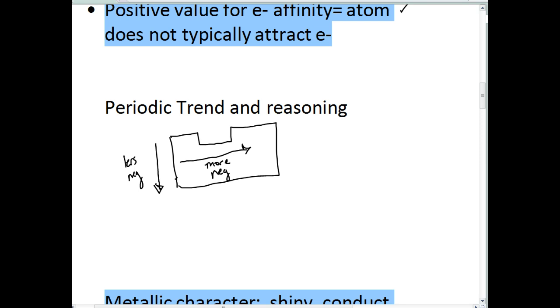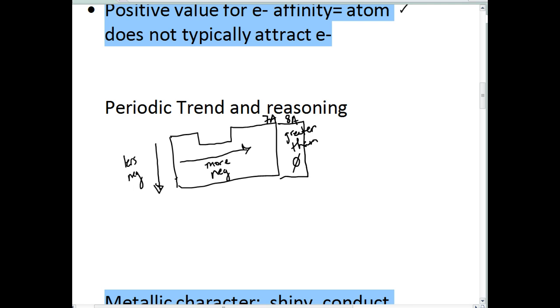But the trick behind this is it stops at 7A becoming negative. The noble gases are going to have a greater than 0 electron affinity, meaning they don't want electrons, and we know that because, hey, they're noble gases. They have a complete complement of their electrons. They have completely filled s and p sublevels, so they don't need electrons.